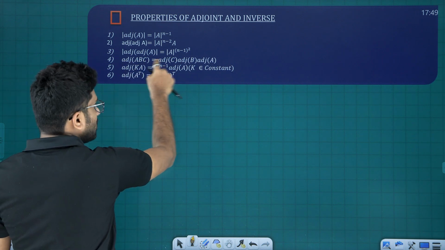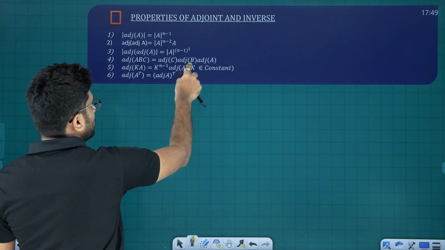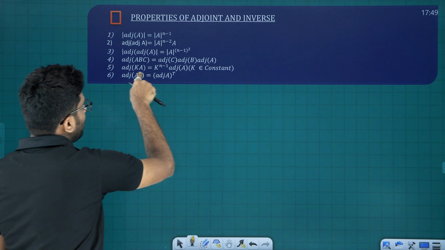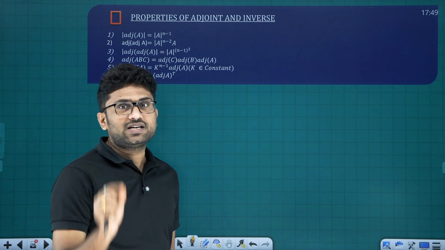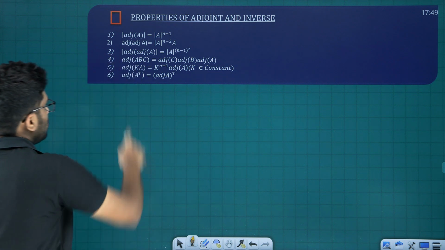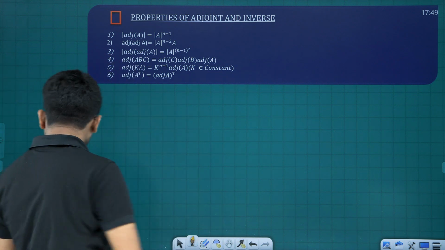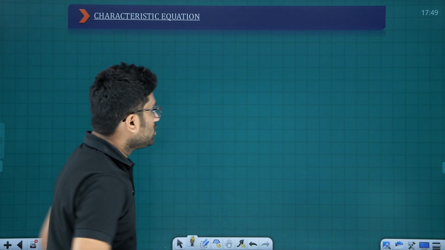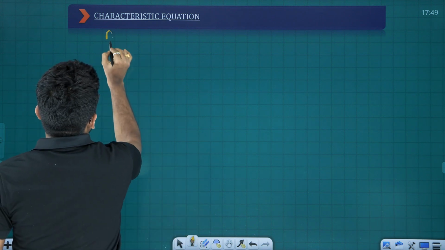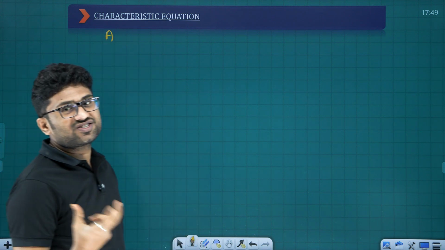Adjoint of ABC, reversed: adjoint C into adjoint B into adjoint A. Adjoint of KA is K power n minus 1 into adjoint A, where K is a scalar and n is the order of the given matrix. Adjoint of A transpose is adjoint A whole transpose. Next, the characteristic equation of a given matrix. For every square matrix, friends, there exists one characteristic equation.